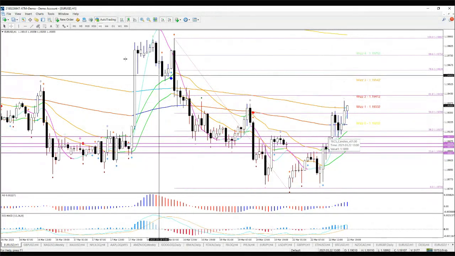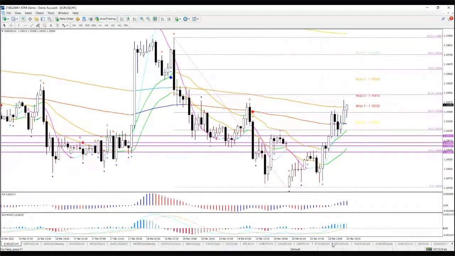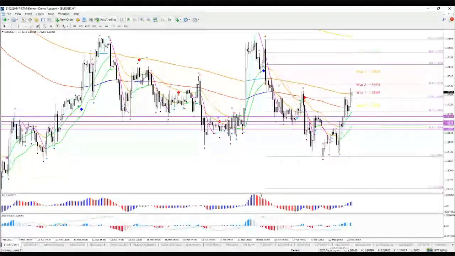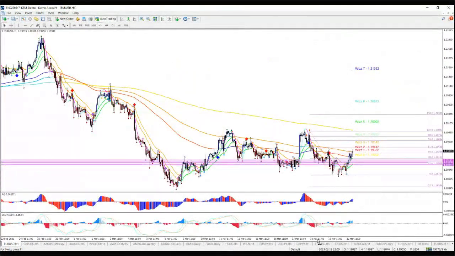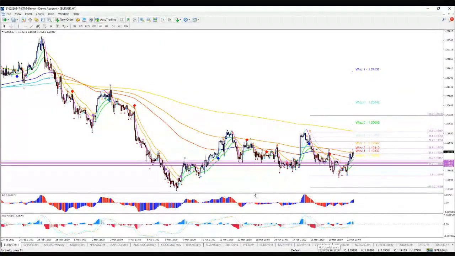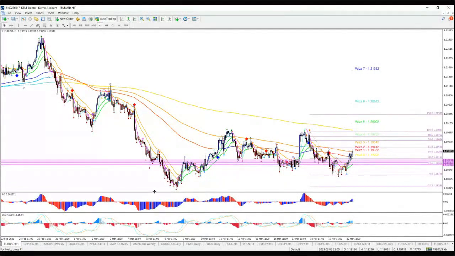So all of that helps indicate that this bearish swing is over in real time, and helps us analyze that. All right.